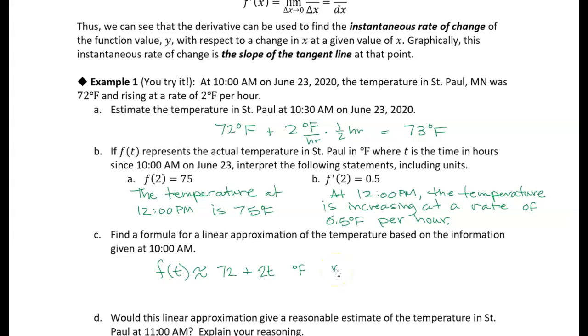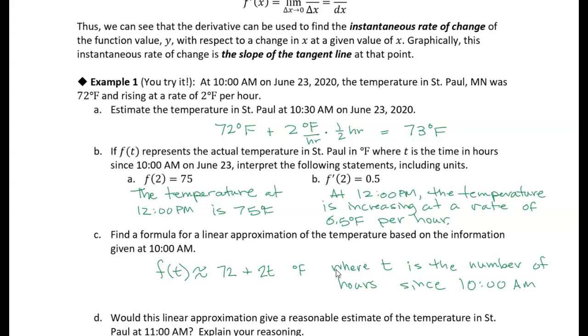And t, so I can write where t is the number of hours since 10 a.m.